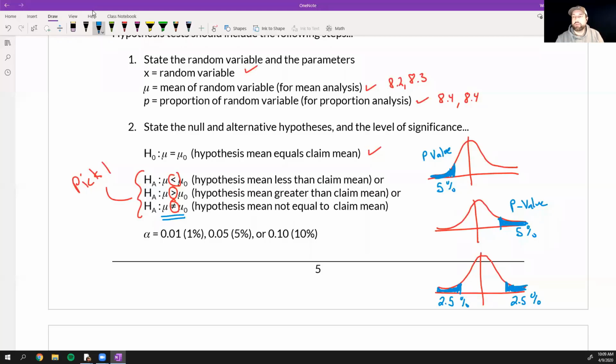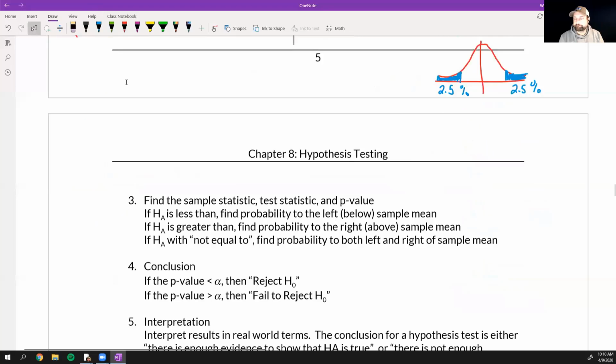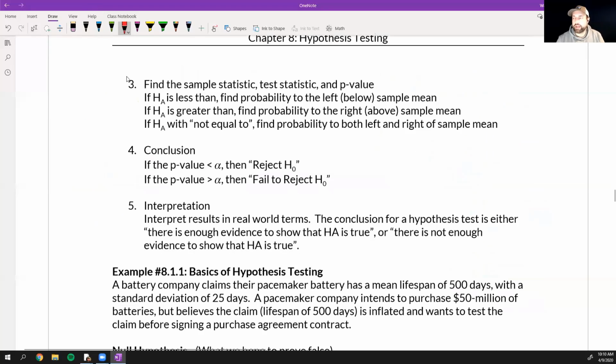Okay? And then the second thing you have to do after you pick your null hypothesis is you have to pick your significance level. So you either pick 1%, 5%, or 10%. That's the threshold under which we can reject the null hypothesis. Okay, so go out and collect your data, find your sample statistic, your mean or your proportion, find your test statistic, z-score or t-score, and then find the p-value. And we'll show you how to do this, but we have some tech tools to help you out.